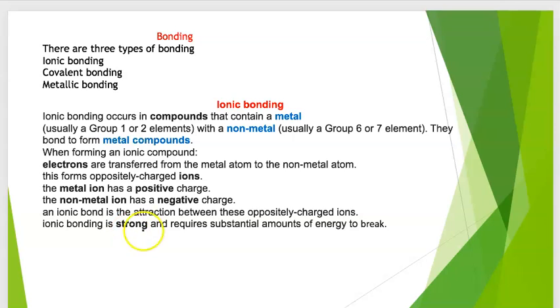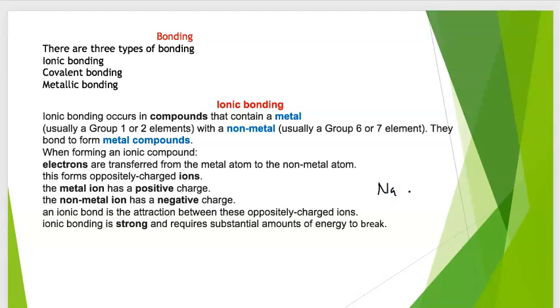Ionic bonding is strong and requires a substantial amount of energy to break. Now, what are we saying here? An ionic bond is, first of all, formed between a metal and a non-metal. Now, how does it come about? We know that metals lose electrons in order to complete their outer shell, and non-metals receive electrons in order to complete their outer shell. So if we take, for example, sodium.